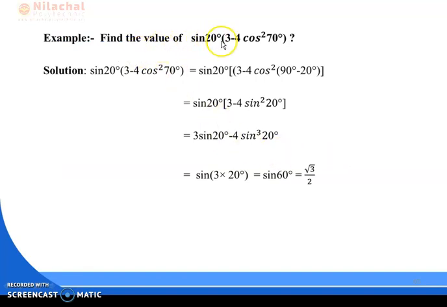For example, find the value of sin 20 degree, 3 minus 4 cos square 70 degree. Sin 20 degree, 3 minus 4 cos square 70 degree. So, sin 20 degree times 3 minus 4 cos square. We compute 90 degree minus 20 degree, converting it into an acute angle. So, what do you get now? Cos of 90 degree minus theta equals sin theta. So, sin square theta. So, you multiply 3 sin 20 degree minus 4 sin cube 20 degree. What do you get now? This is the formula of sin 3a: 3 sin a minus 4 sin cube a. So, what do you get now? Sin 3a, so sin 60 degree. So, what do you get? The answer is root 3 by 2.